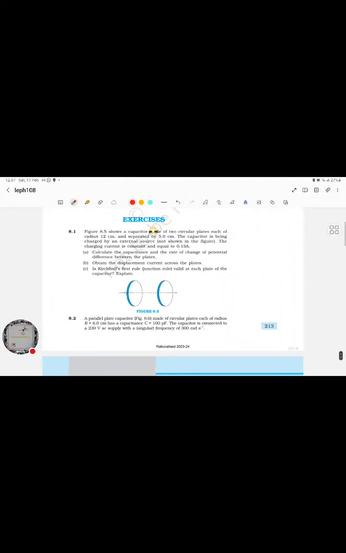Fine, let's try doing. Figure 8.5 shows a capacitor made of two circular plates, each of radius 12 cm and separated by 5 cm. The capacitor is being charged by an external source not shown in the figure. The charging current is constant and equal to 0.15 ampere. So basically we have been given a capacitor whose area of cross section is pi into 0.12 squared, that's 144 into 10 power minus 4 into pi.